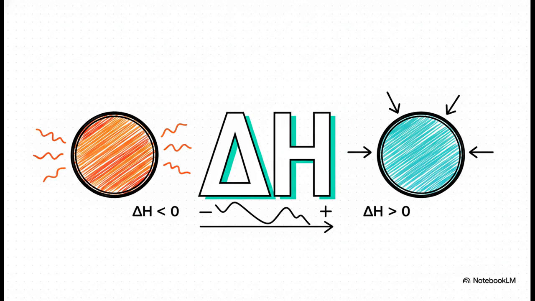For an exothermic reaction, because the system loses energy to the surroundings, delta H is a negative value. For an endothermic reaction, because the system absorbs energy, delta H is positive. That single number tells us the net thermal result of the entire chemical event.